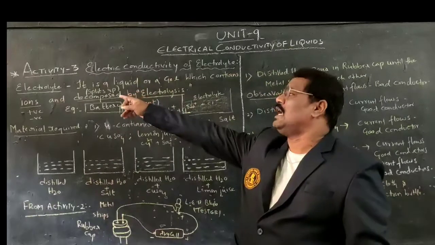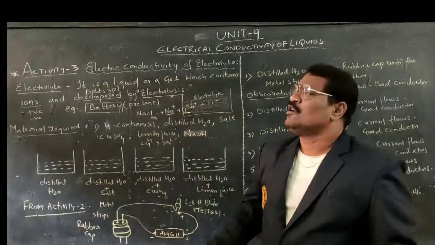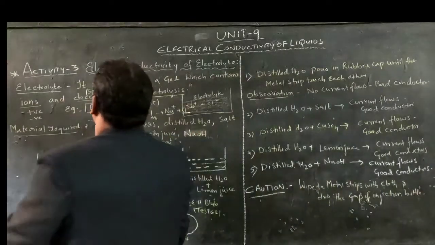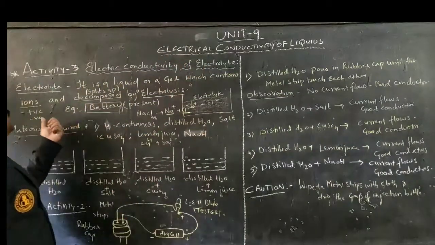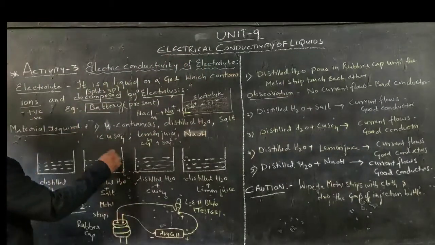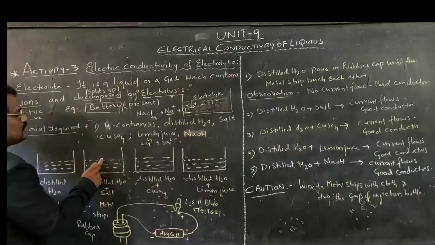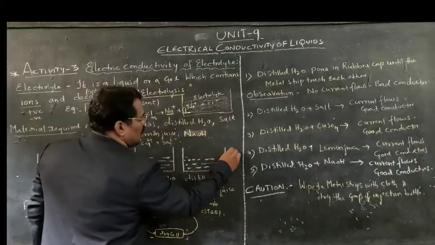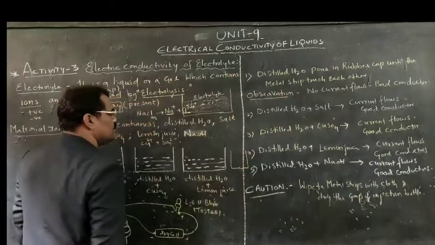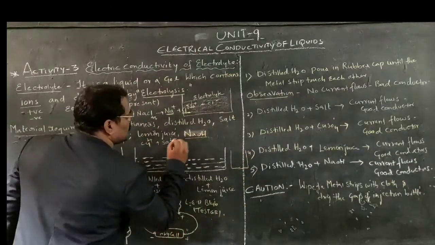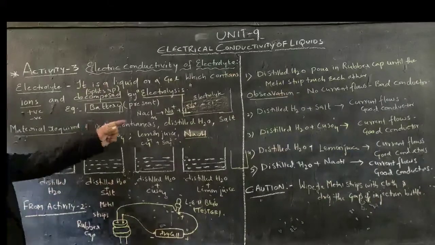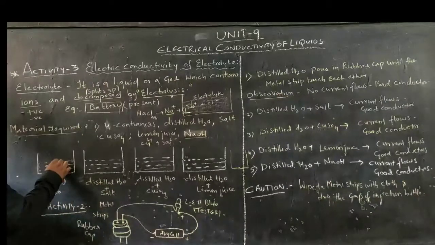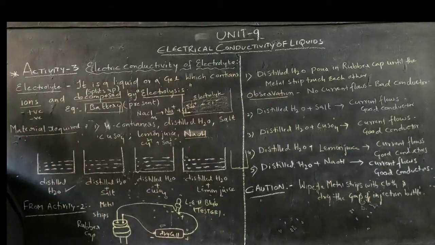That is called an electrolytic substance. To perform this Activity 3, the electrical property of electrolytic substances, the materials required are: how many containers are we taking here? 4. 1, 2, 3, 4. One more container also you take, as I have added one more substance called sodium hydroxide, a base substance. Four containers are taken. In the first container I have taken only distilled water.